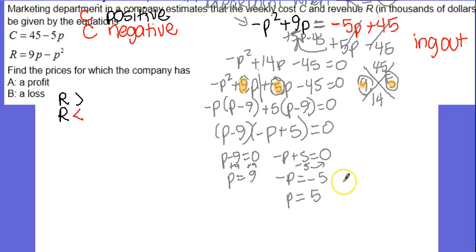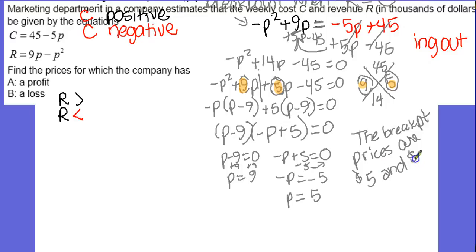That's how that works. So people, these are my prices per unit. So I'm going to write myself a little note. The breakpoint prices are $5 and $9.